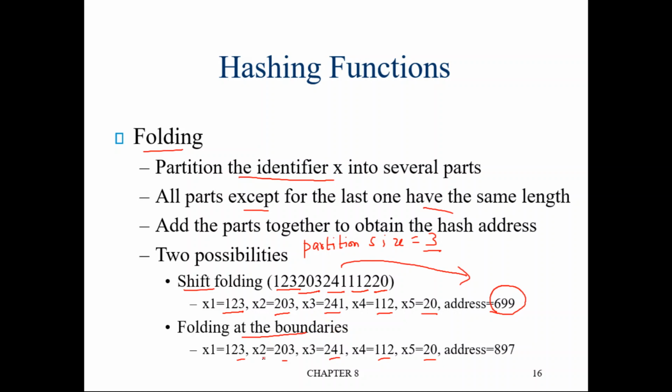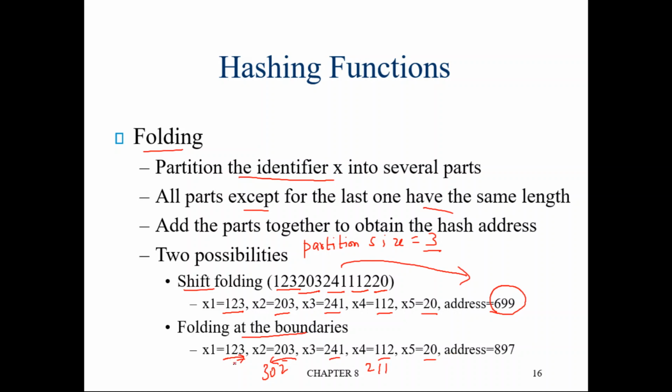This is one partition, this we will keep as it is. The second partition, we will not treat as 203, rather we will treat as 302. Here we come from the most significant digit to the least significant digit, 1 2 3, but here we will come in the reverse direction. Then the next one we will consider 241 as it is. But this one we won't treat as 112, rather we treat as 211. This one we will treat as 20, but after this there is nothing, so we will leave it.